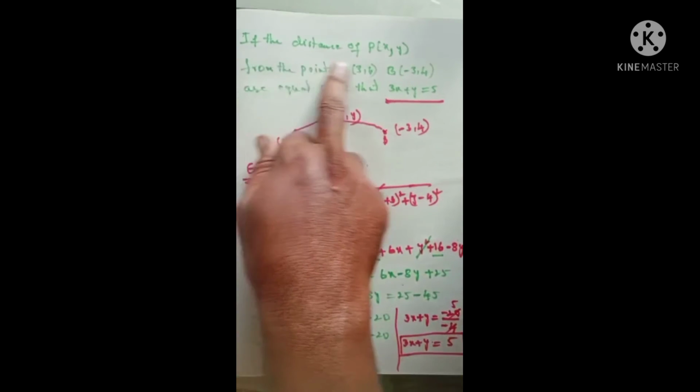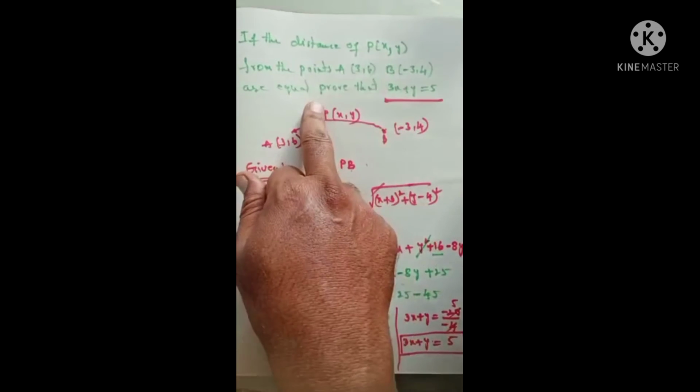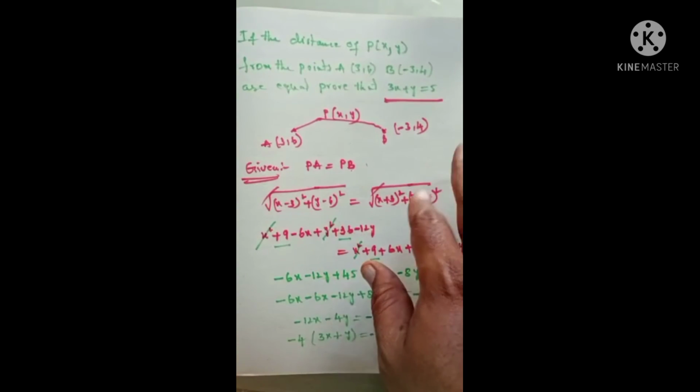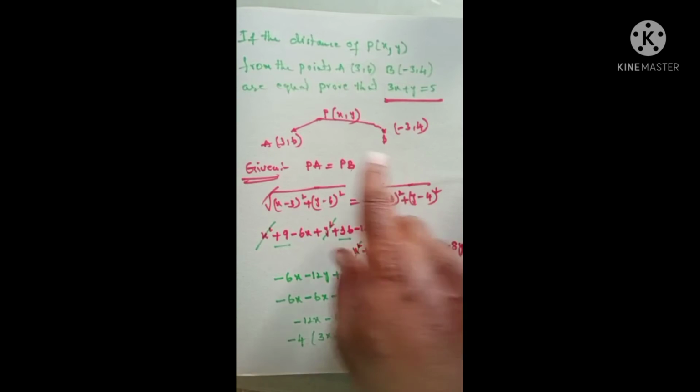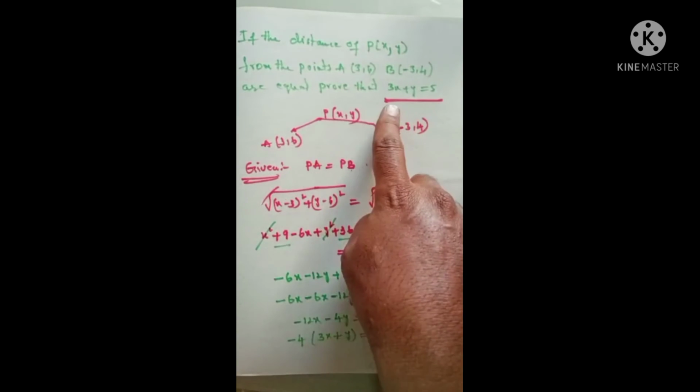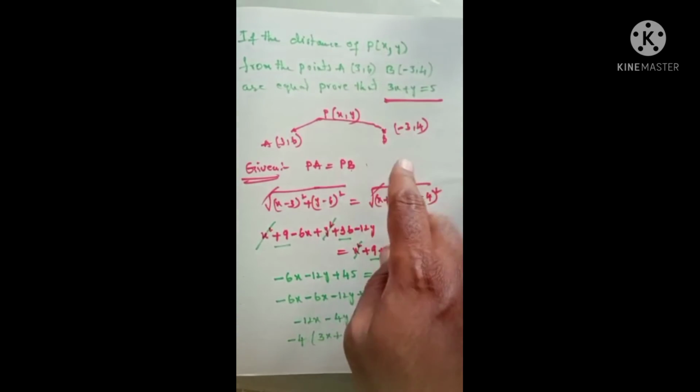Sometimes a direct question will also be asked: if the distances from the point P to A and B are equal, then form a relation between x and y. That means you want to write an equation in terms of x and y. So that is the same question. And sometimes he will ask you directly to prove some equation. He will give you some equation.